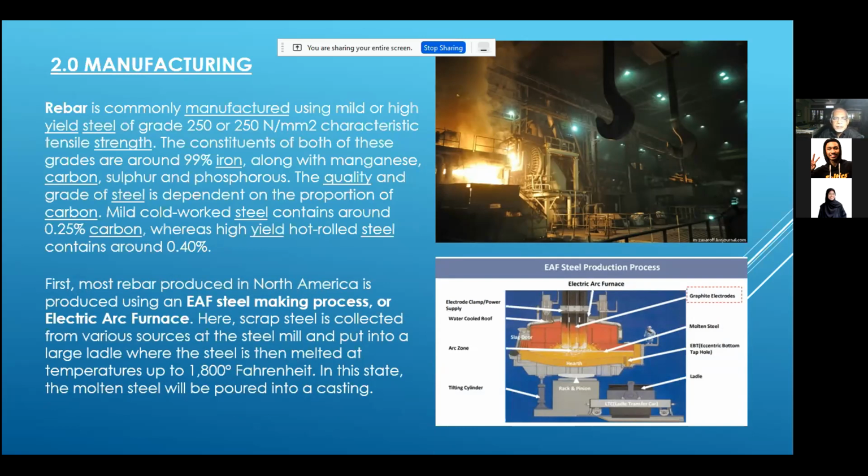Scrap metal is collected from various sources and the steel mill and put into a large ladle, where the steel is then melted at a temperature of 1800 Fahrenheit. In this state, the molten steel is poured into a casting, so it becomes a bar.